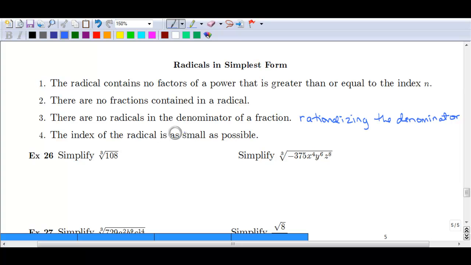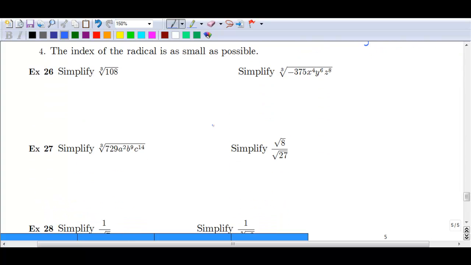And finally, the index of the radical is as small as possible. So let's take a look at a few examples here. We want to just start off simple, the cube root of 108. 108 is not a perfect cube, so we look at what divides evenly into 108. Again, when we talk about this, we're always talking about dividing, because we need to look at factors.